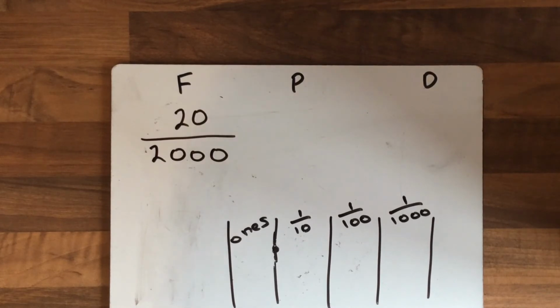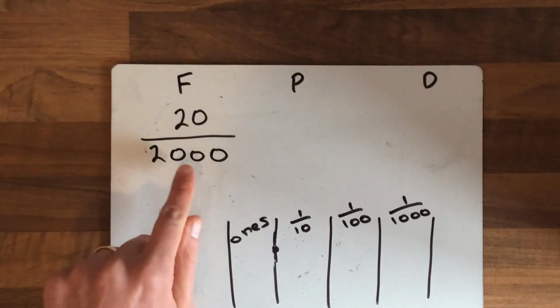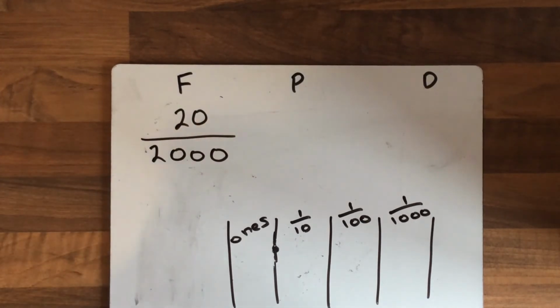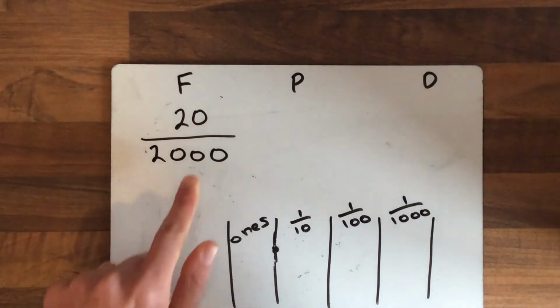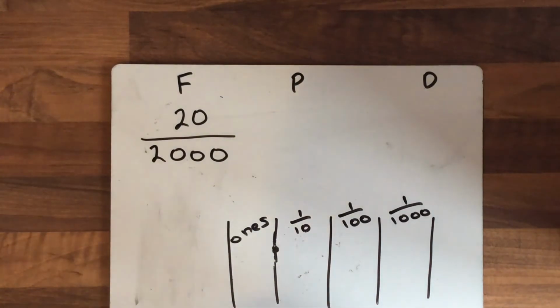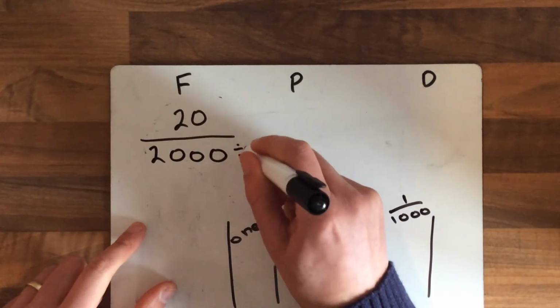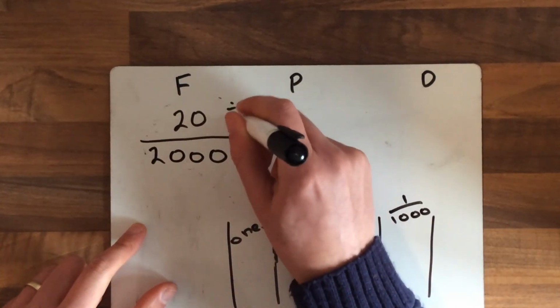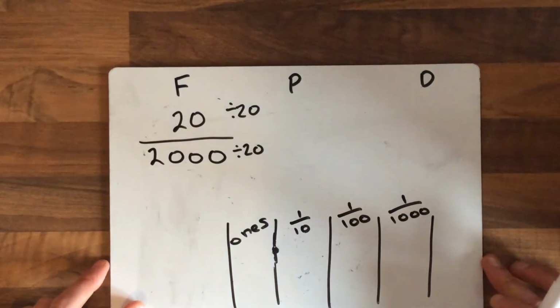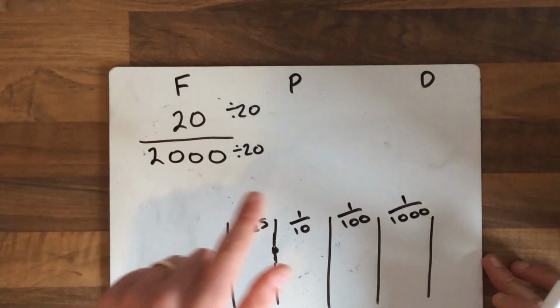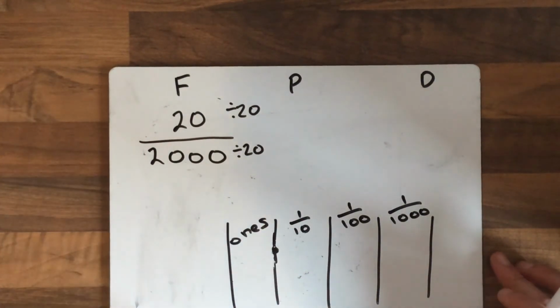Right, so we've got 20 over 2000 here. So we need to turn this 2000 into a percentage. So we need to turn it into 100. So how are we going to do that? We need to divide by 20. That's how we do this, because how many 100s are there in 2000?